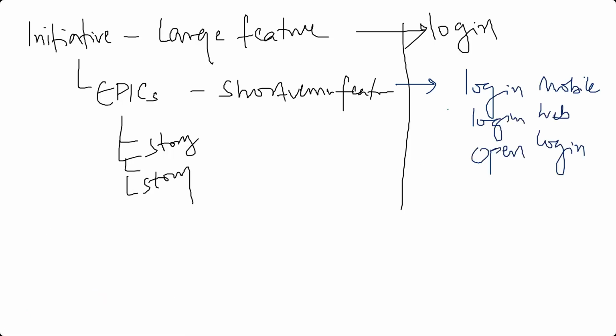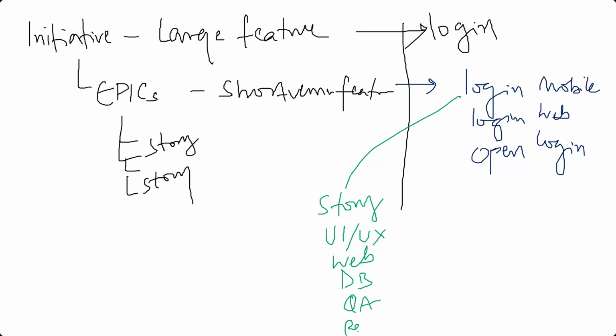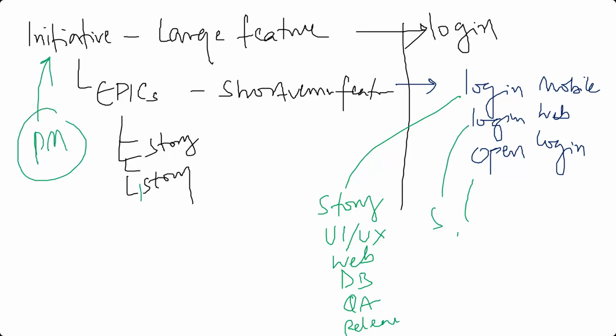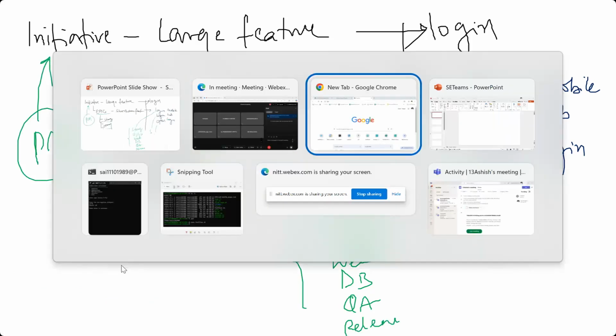Then under, for example, mobile, you will have a bunch of stories. Like you have a story for UI/UX, a story for web, a story for DB, a story for QA, and a story for release. A similar story structure goes with the rest of the epics. So the idea is the product manager creates an initiative for the engineering team and writes stories. How does a typical story look like? I'll show you one story as an example.